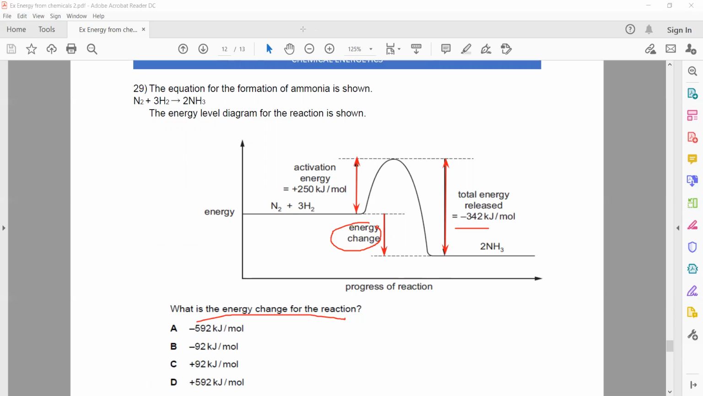We need this difference, so we just need the number. For example, if I say the length of this line is 342, and out of this 342, from end A to end B, it is 250. So to get the difference, 342 minus 250 is equal to minus 92. And because this reaction is exothermic, how do you identify exothermic? Because reactants have more energy and the product has less energy. So the energy change should be negative. Minus 92 is the correct answer.